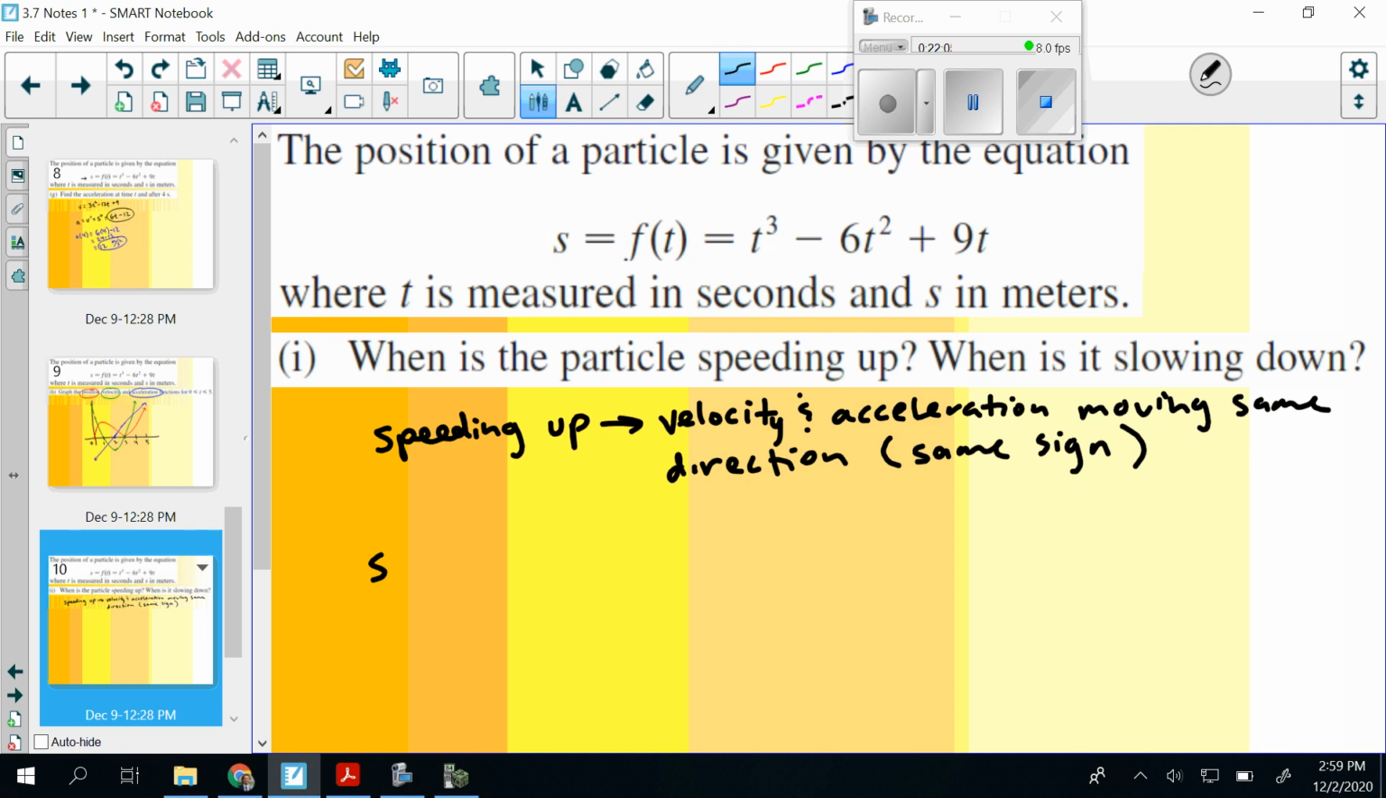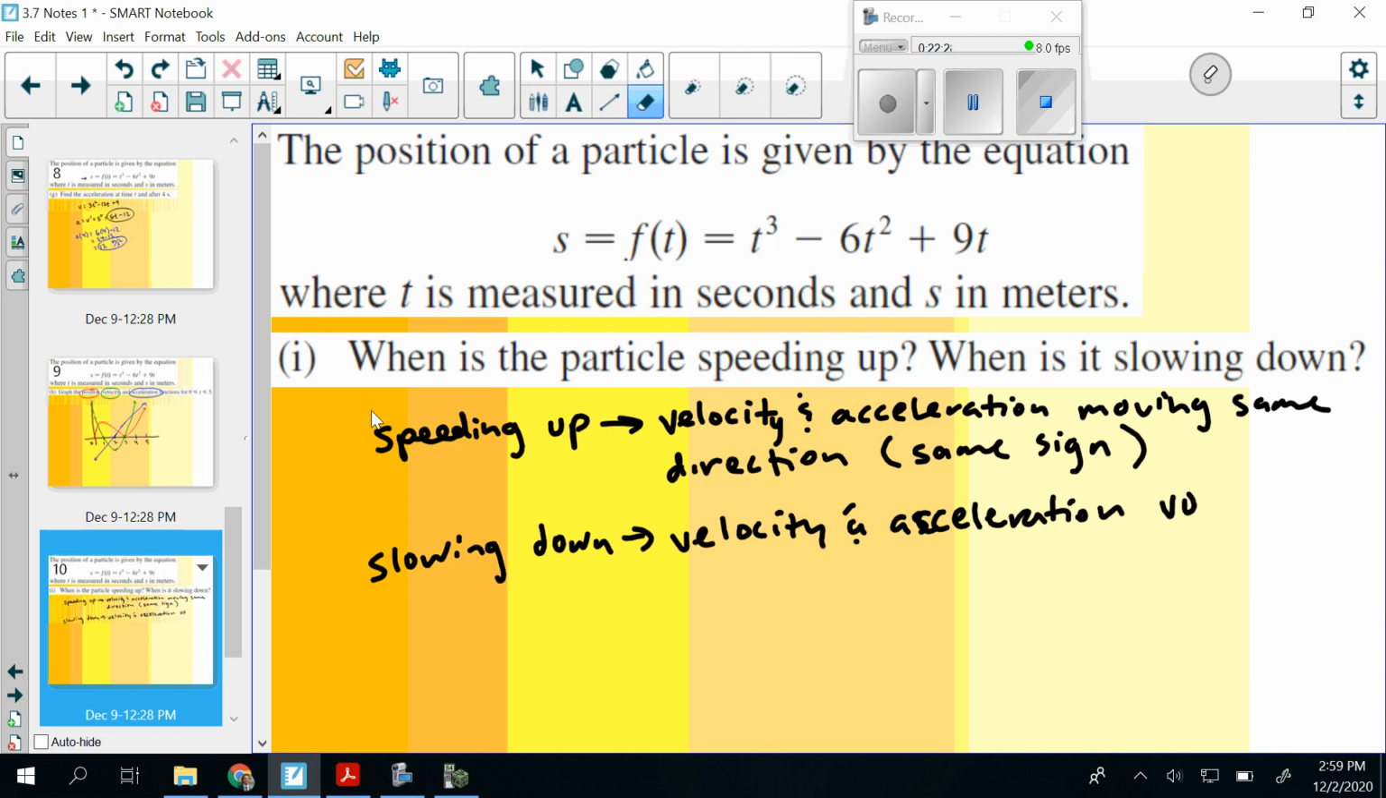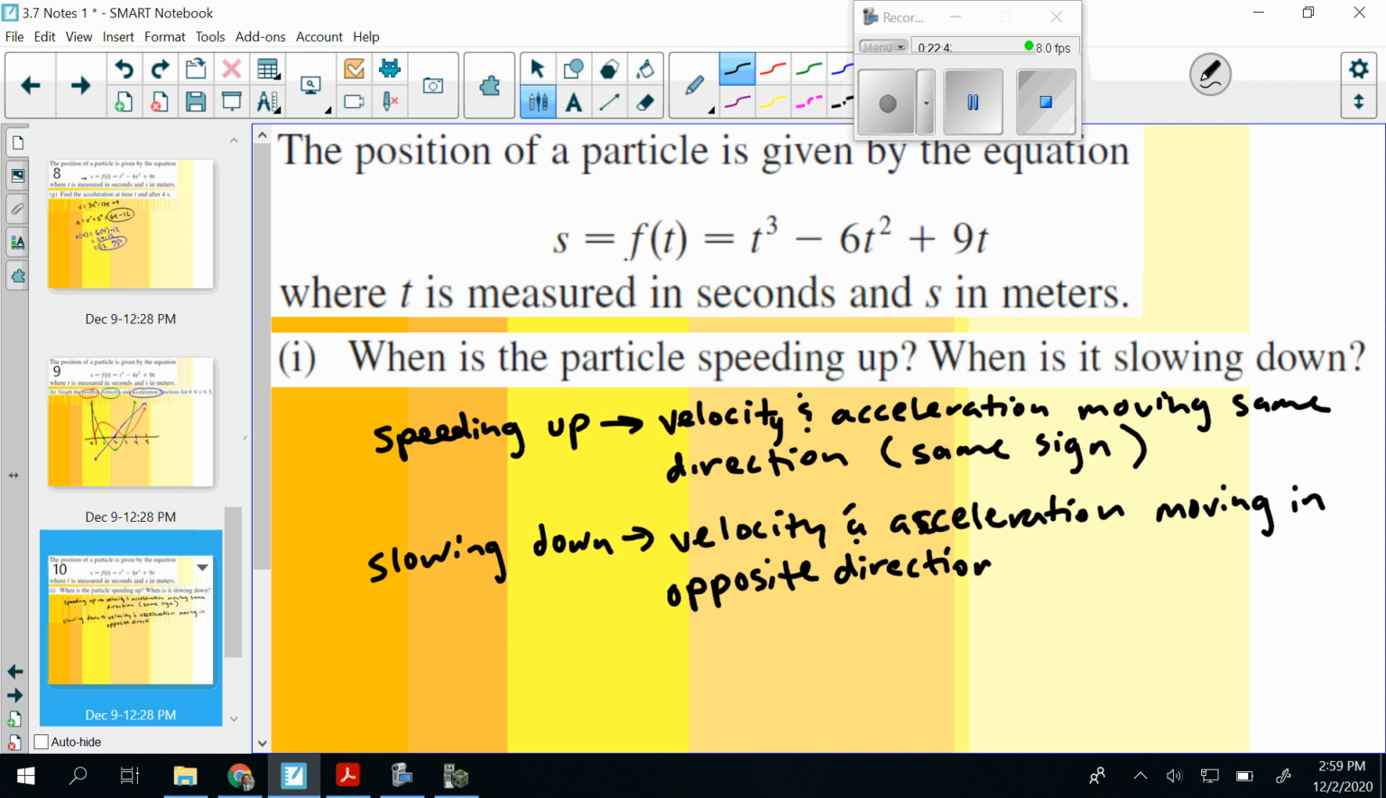It's going to be slowing down when velocity and acceleration are moving in opposite directions. And so then, similar to what we had before, that means you're going to have opposite signs.